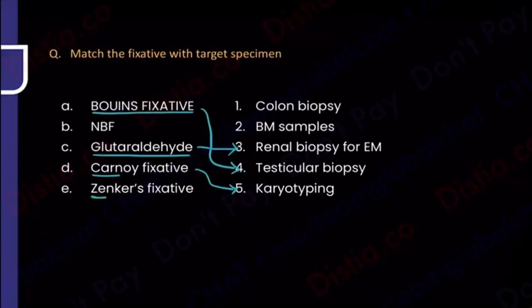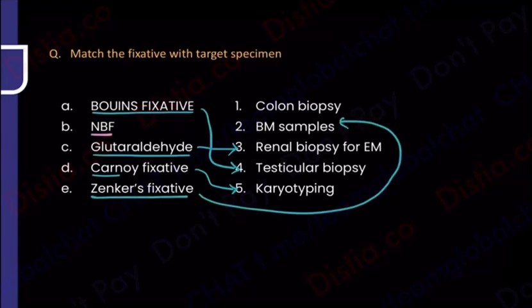Where do I use Zenker's? Zenker's and B5 fixatives are used for bone marrow biopsies. Where do I use formalin? Formalin I kept for the end because every sample is sent in formalin. Whatever option is left, like a colon, breast, prostate or kidney biopsy, would have been sent in formalin only. So that becomes your fixative and target specimen, which finishes histopathology processing.